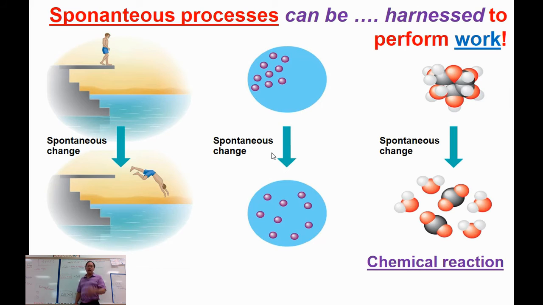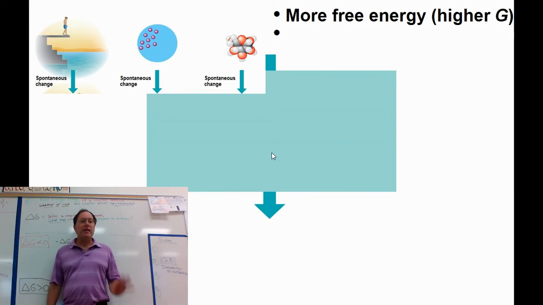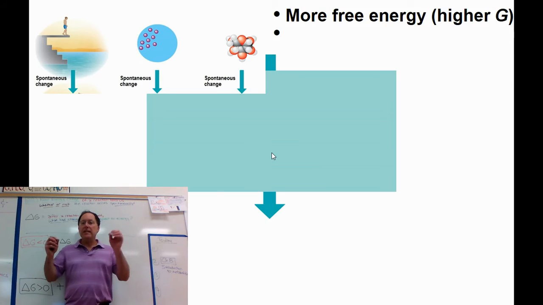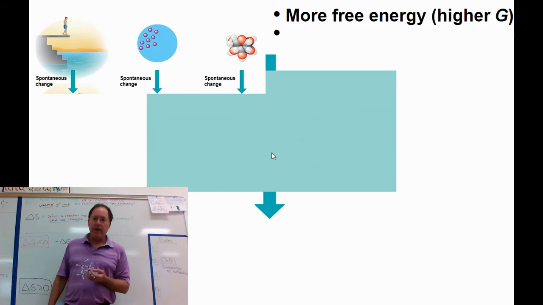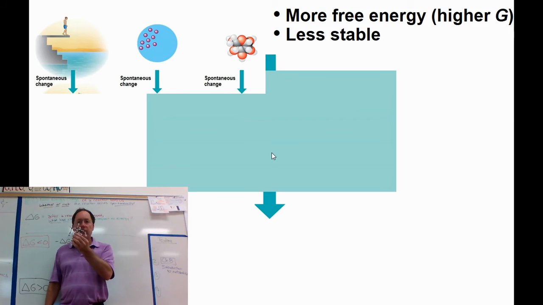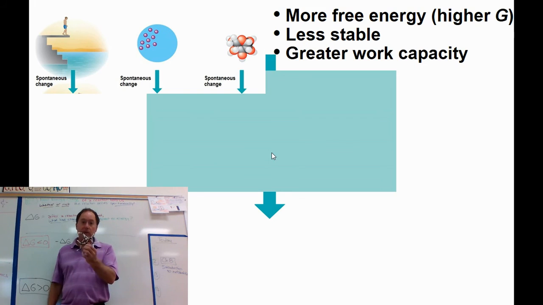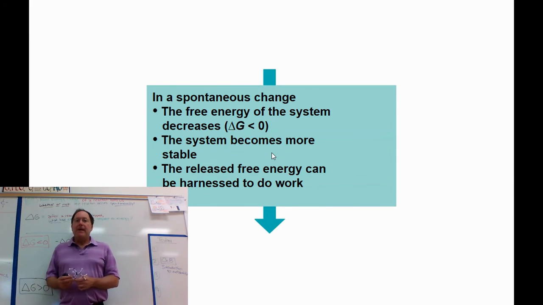And then finally, chemical reactions. We've been talking about that this entire lecture so far. So here's the last picture that we'll see. You can just focus on the glucose molecule if you like. This thing has a higher delta G than its products. It's less stable, meaning it has a tendency to break down if it is able to, but it has greater work capacity than its products. I'm going to read this to you. In a spontaneous change, the free energy of the system decreases.